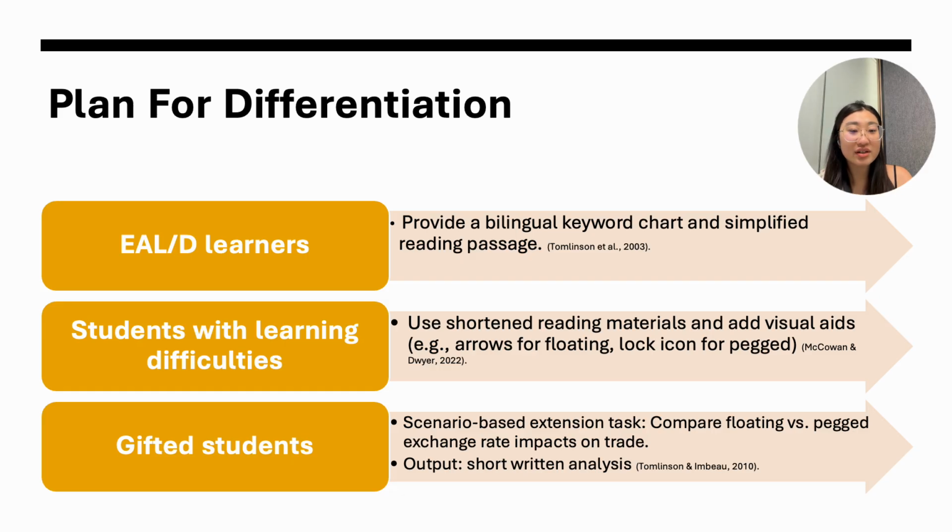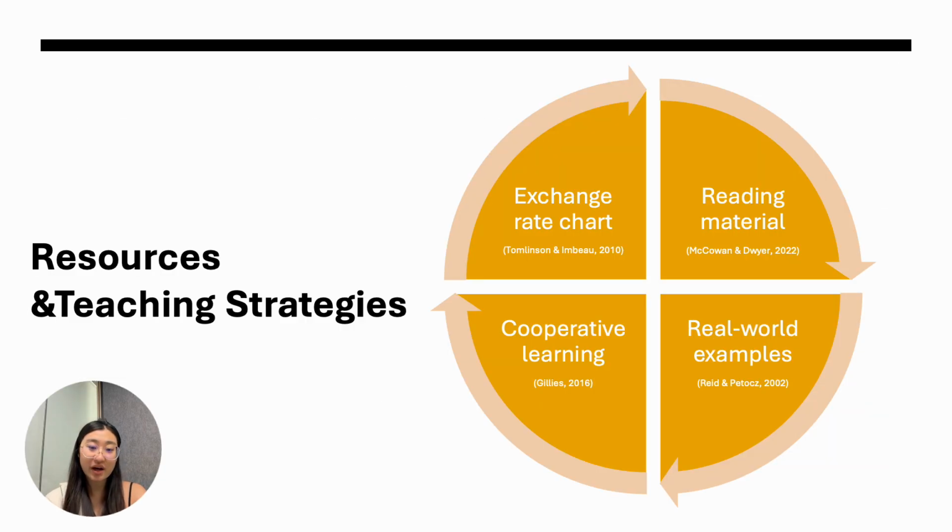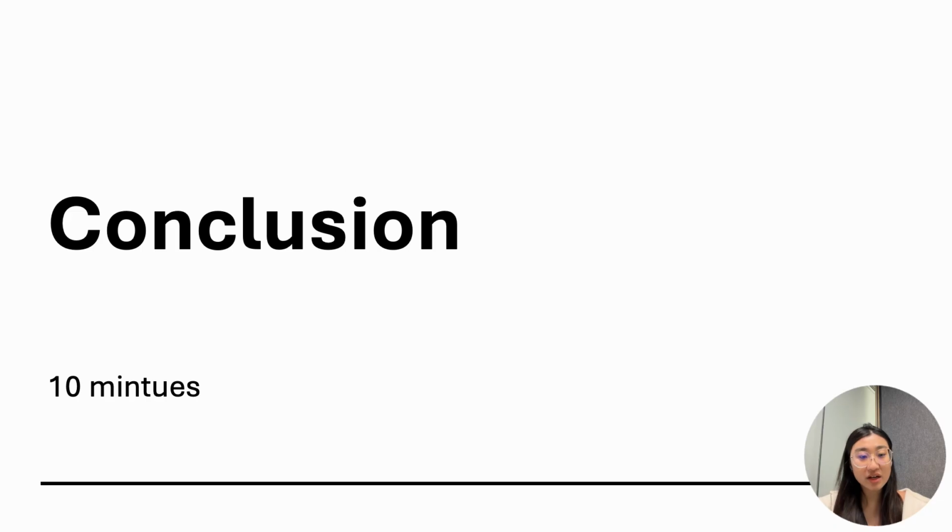The English as additional language learners will still have the bilingual materials. The students with learning difficulties will have shortened reading materials with added visual aids. For the gifted students, they will have scenario-based decision tasks, and they will be asked to present their analysis in written form. The resources of this part include exchange rate charts, reading materials and real-world examples, and the teaching strategy is cooperative learning.